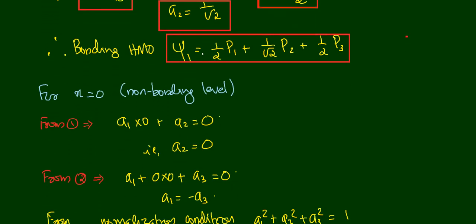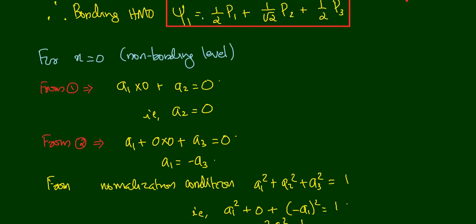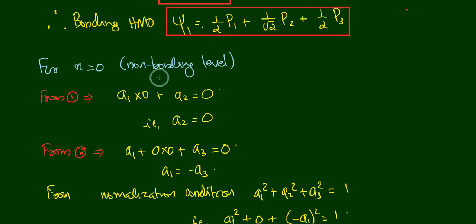And similarly, we can go for the expression for psi 2. For psi 2, x is equal to 0. That is the non-bonding level. And from this one, we can prove that A1 into 0 plus A2 is equal to 0, from equation number 1, means A2 is equal to 0. And from equation number 2, we can prove that A1 into 0 plus 0 plus A3 is equal to 0. That is, A1 is equal to minus A3.